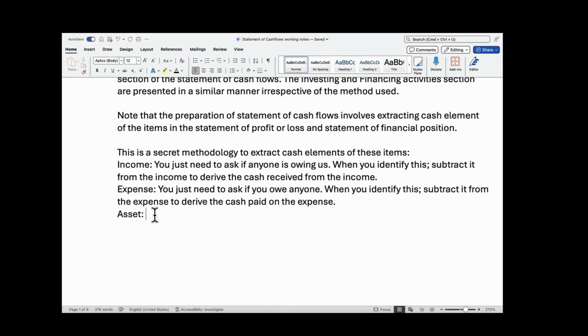And how do you do that? So yeah, just compare the last year balance with the current year balance. The difference is the cash element.